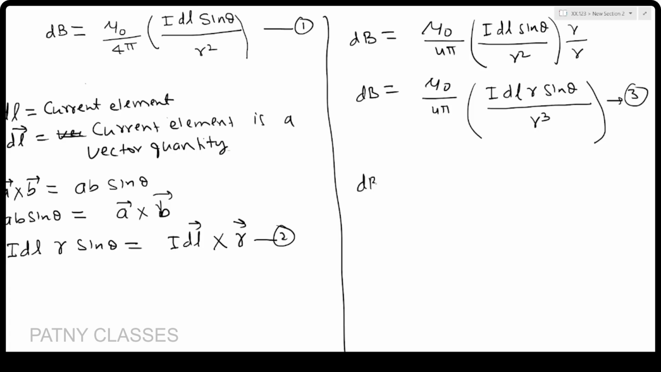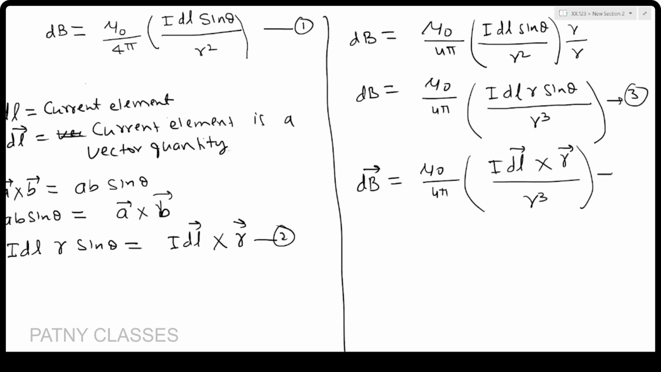So the vector form is vector dB equals mu naught upon 4 pi, and I dl r sin theta written in terms of vector, so that is I dl vector cross vector r divided by r cube. Now this equation 4 is called the vector form of Biot Savart law.